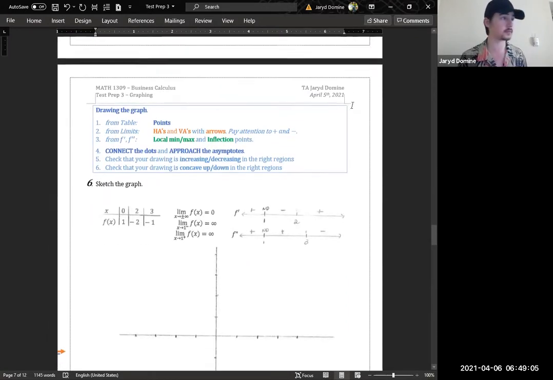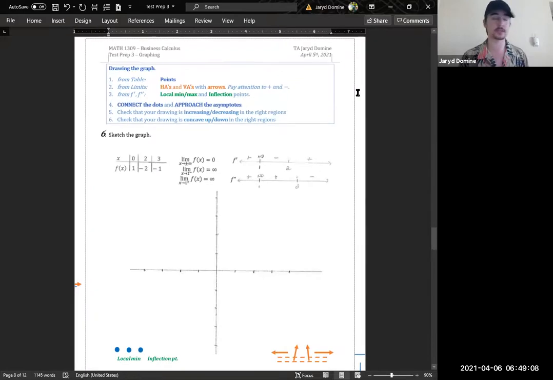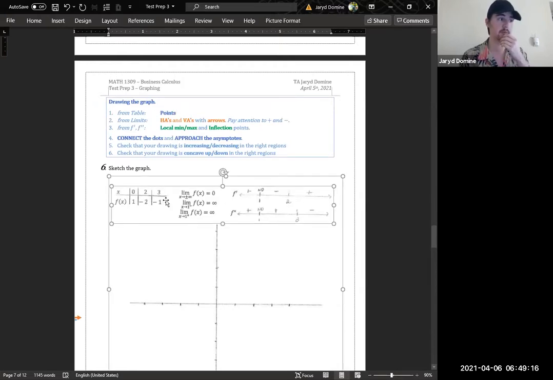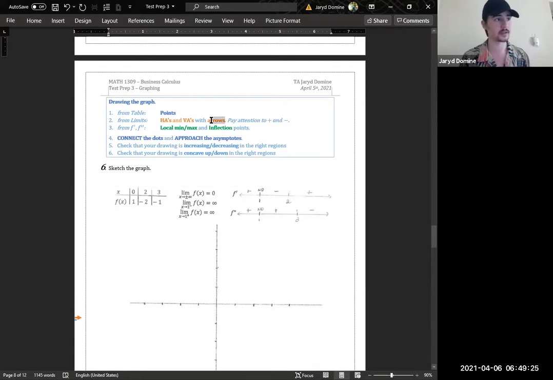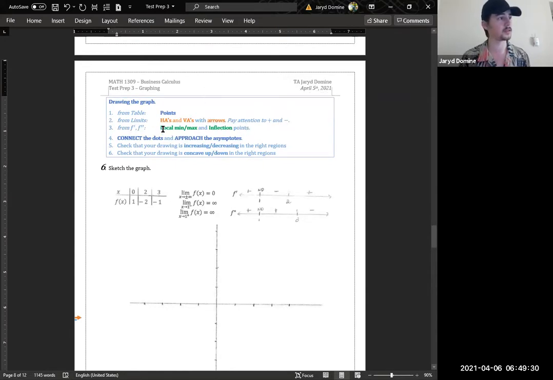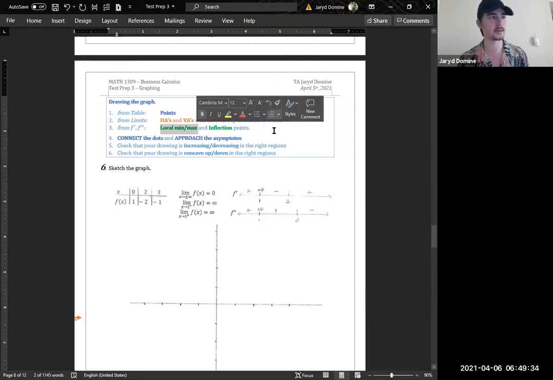Now we're going to go to number 6, drawing the actual graph. Same as before, I'm going to start out and put down all the information that we have. From the table, we're going to get different points on the curve. From the limits that we had, we're going to get some vertical and horizontal asymptotes. I'm also going to draw arrows to show which direction we're going. And then the sign charts are going to tell us where the local min and max are, where the inflection points are. And these things are all going to be useful.